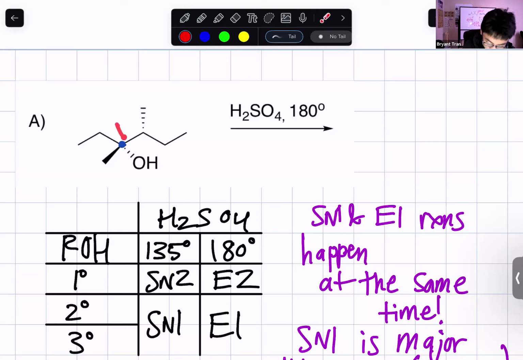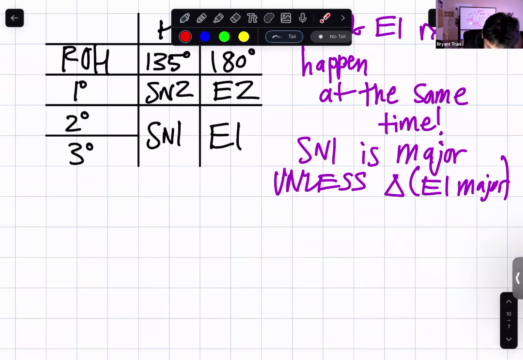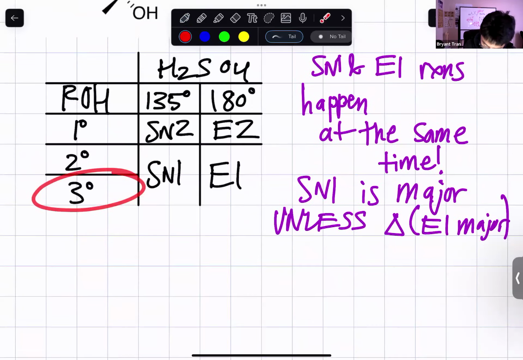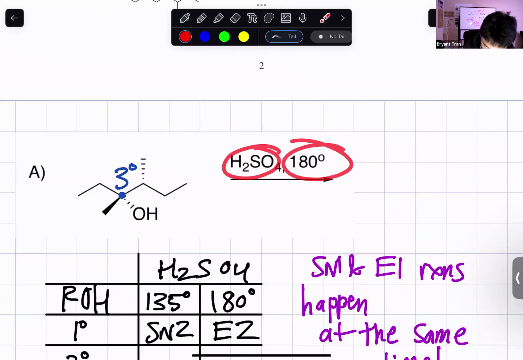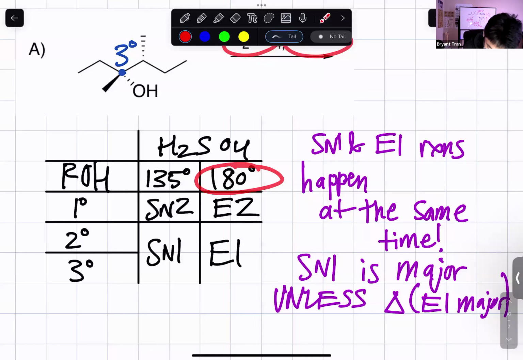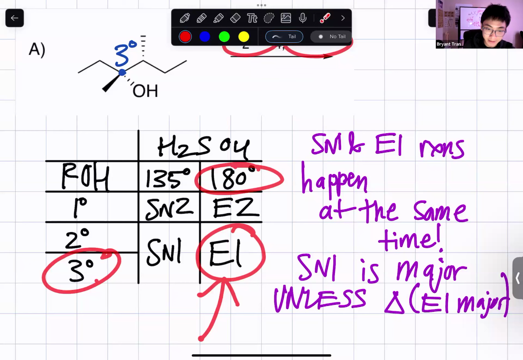how many other carbons is this carbon here attached to? 3. Yes, 3. 1 here, 2 here, and 3 here. So because this carbon here is attached to 3 other carbons, this is considered a tertiary alcohol. So we're going to worry about this row here. Now we have H2SO4 in 180 degrees Celsius, which means that we're going to worry about this column here. That gives us this E1 reaction here for this reaction.